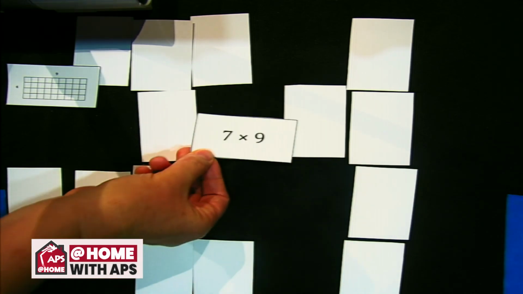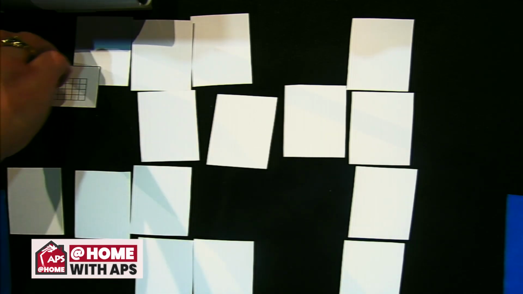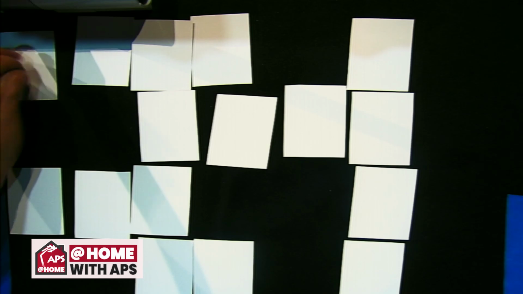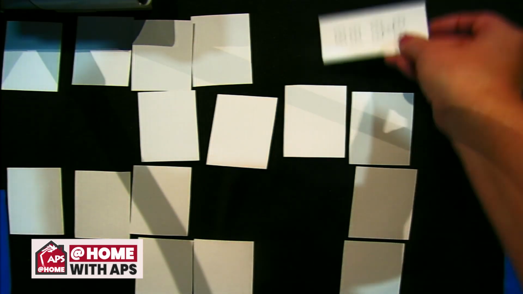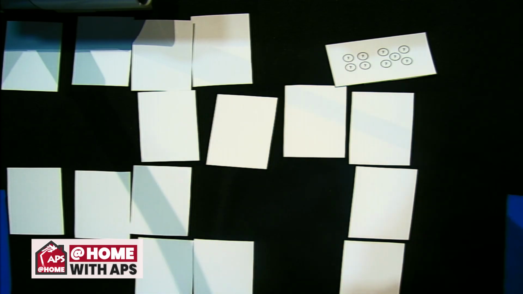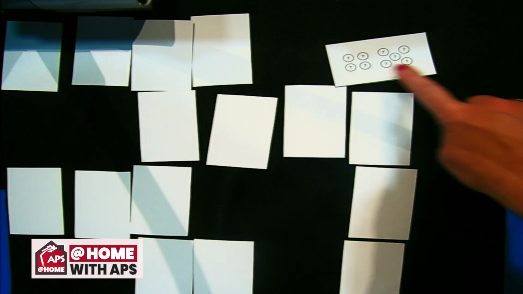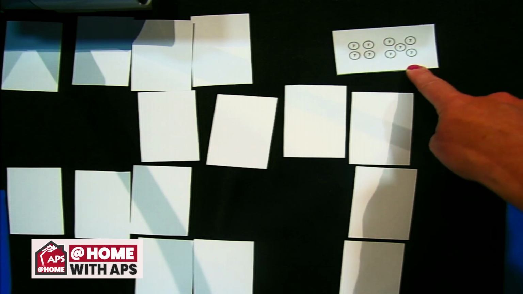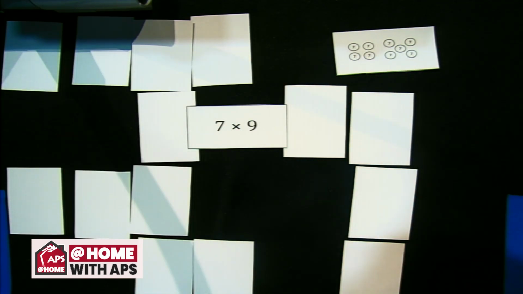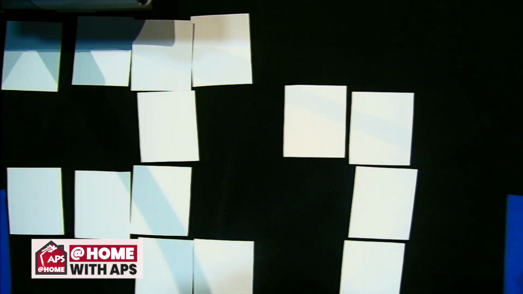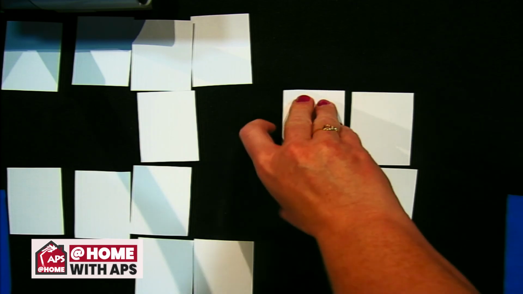7 times 9 is what I found. Okay, so a little bit more than I needed on that one. I think we have enough time for maybe one more unless you get on a roll. I have 9 groups of 7. 9 groups of 7 is 63. Yay! I got a match.